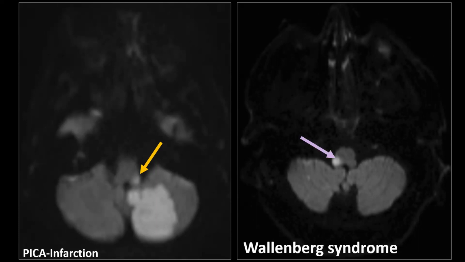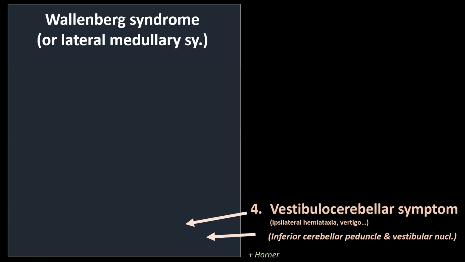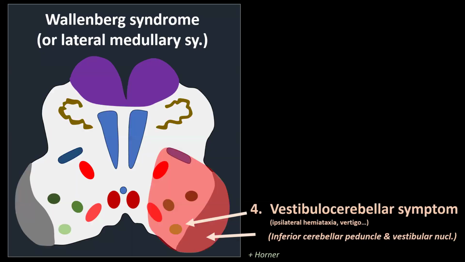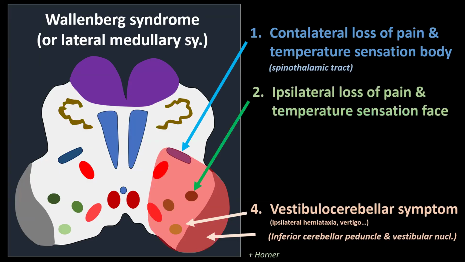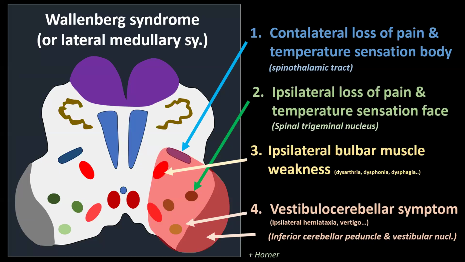Well, Wallenberg syndrome is a combination of symptoms that are caused by an insult in the medulla oblongata, more specifically posterolaterally in the medulla oblongata. What are those symptoms? These patients have a contralateral loss of pain and temperature sensation in the body due to damage to the spinothalamic tract. They have ipsilateral loss of pain and temperature sensation in the face due to damage to the spinal trigeminal nucleus.